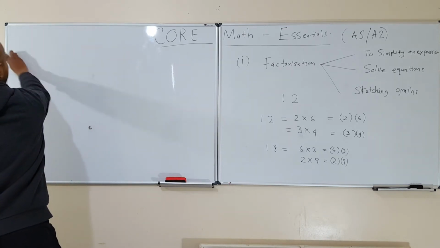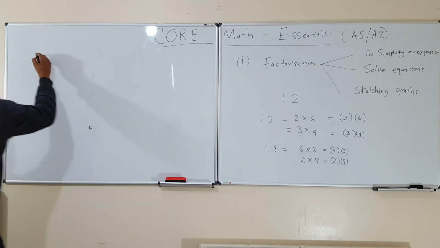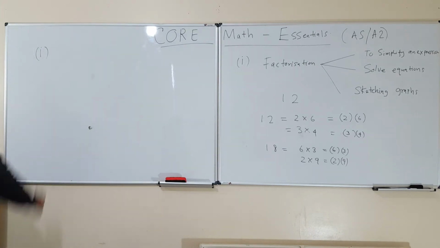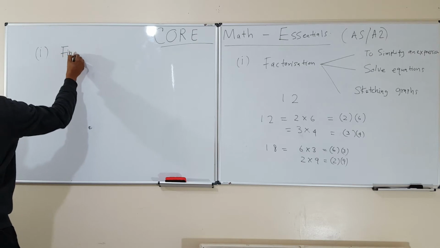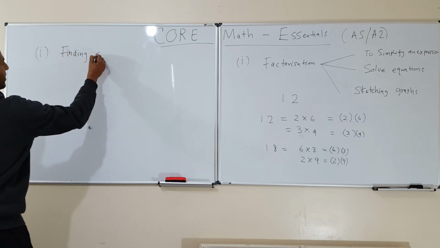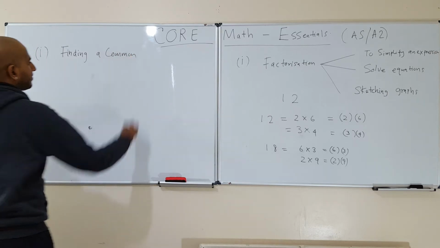So let's see the methods of factorization. There are a few methods of factorization. Okay, number one, let me explain to you the number one method. I would say finding a common factor, if there is a common factor. Finding a common factor.